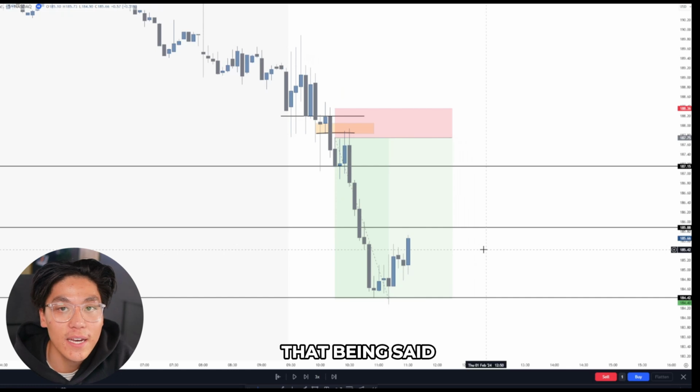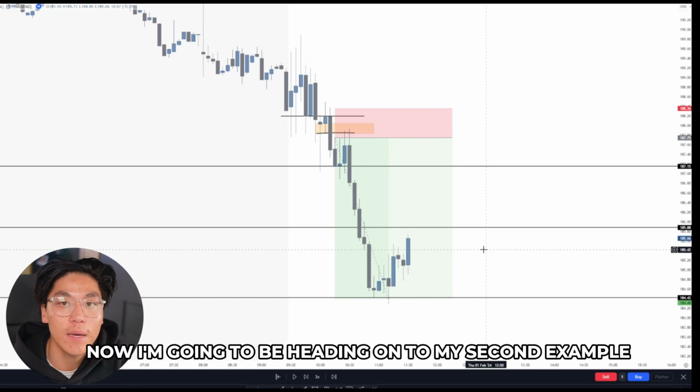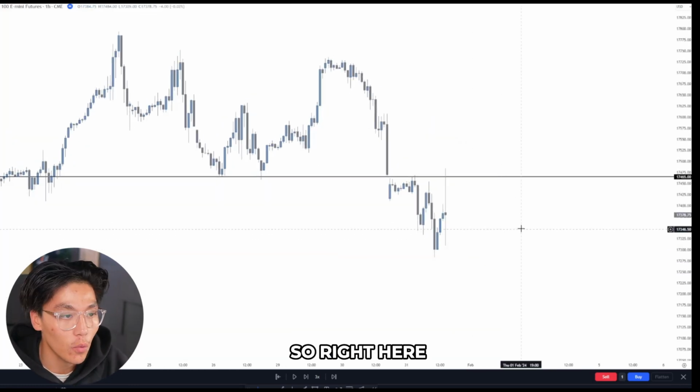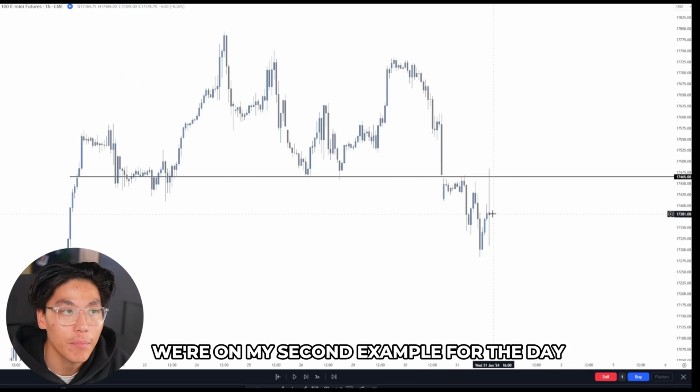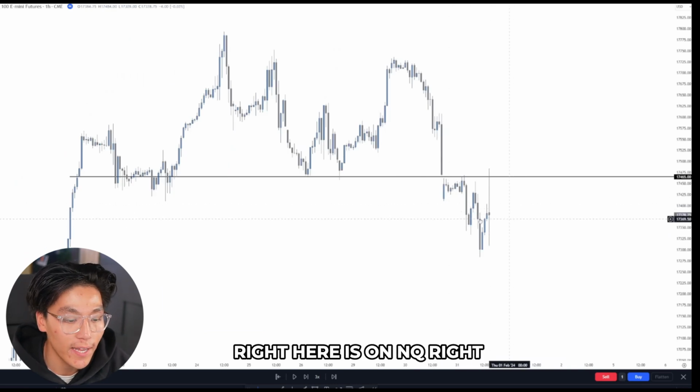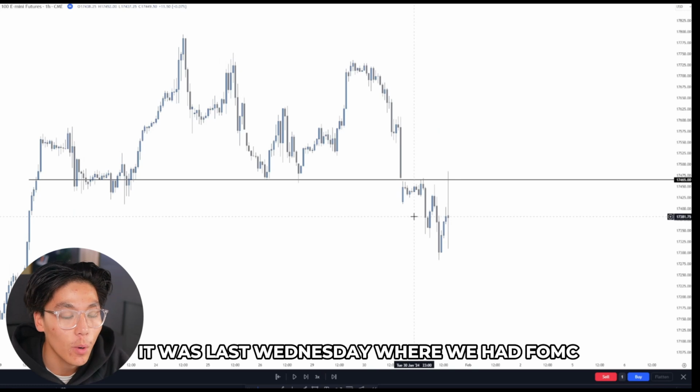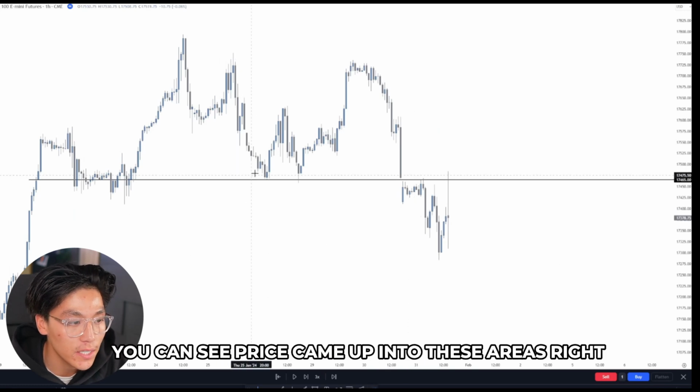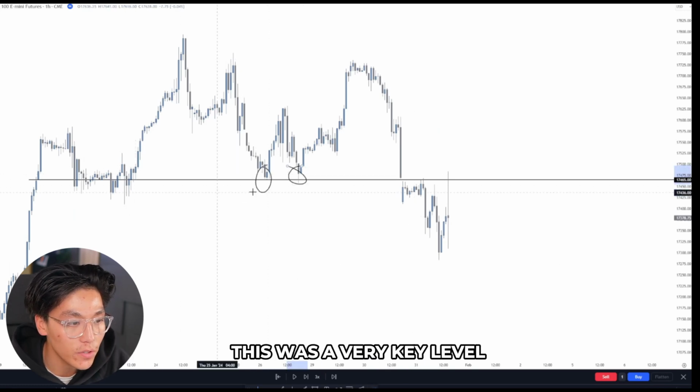So that being said, now I'm going to be heading on to my second example that I have for the day. So right here, we're on my second example for the day. Right here is on NQ, right? It was last Wednesday where we had FOMC. You can see price came up into these areas, right? This was a very key level.